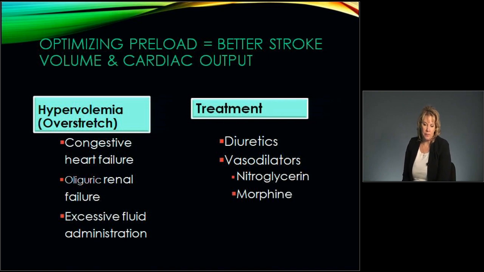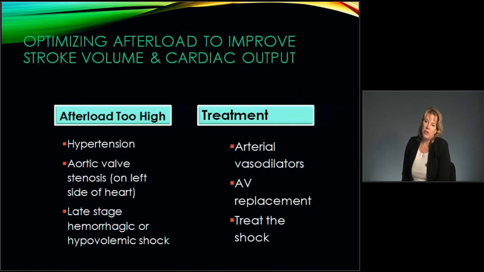and decreasing the workload of the heart. If we're trying to optimize our afterload to improve our stroke volume and cardiac output, then if our afterload is too high, so now they're clamped down, if they have pre-existing hypertension, if they have aortic stenosis or other types of increased pressures on the left side of the heart, or we're in the late stages of a hemorrhagic or hypovolemic shock, then they're going to be clamped down and the systemic vascular resistance on the left side is going to be very high.